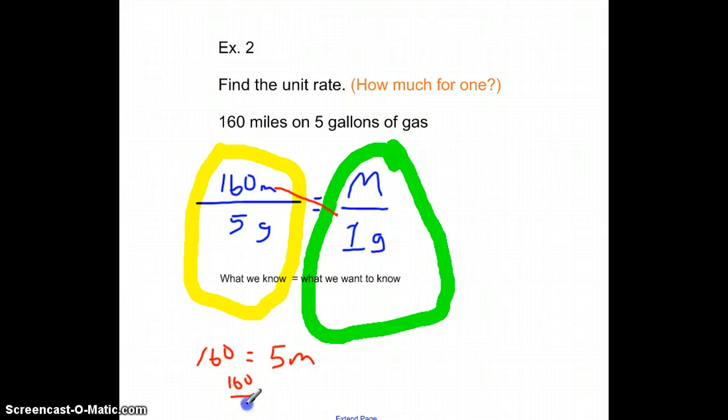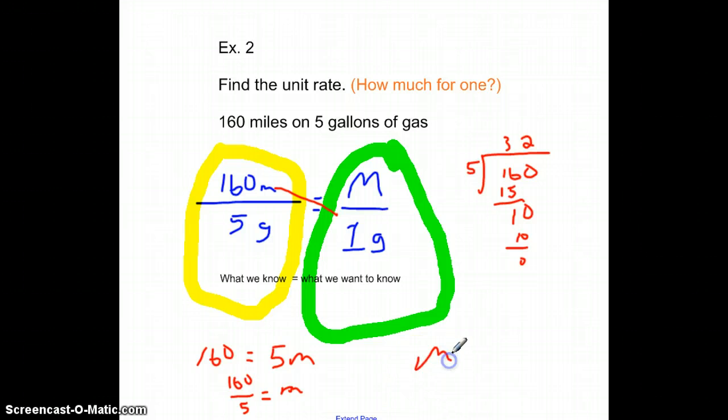equals m. And if I didn't know off the top of my head what that math was, I could just do it over here on the side. 5 into 16 is 3. Bring down the 1 and the 0. 5 into 10 goes 2. And that's going to be a perfect, no remainder. So M equals 32. So on 1 gallon of gas, I can go 32 miles. That's what that's telling us.